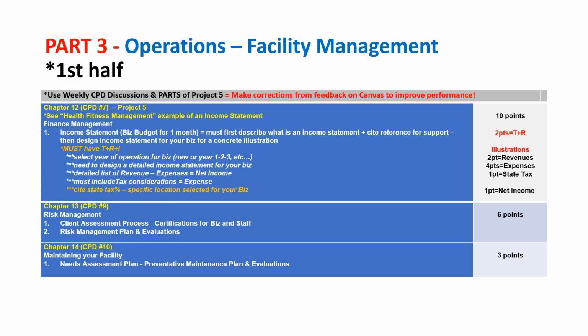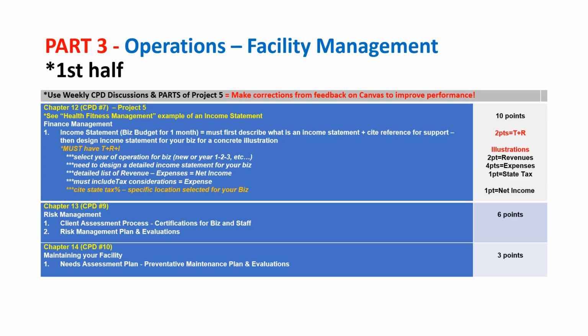Part 3, the last part, is in 2 halves. The first half, we start with finance management. This is chapter 12. The textbook has a specific example of an income statement. That's the type of budget we're talking about here, and we discussed it in lecture. First, do T plus R there, and then secondly, for an illustration, you're going to actually design an income statement for your specific business.